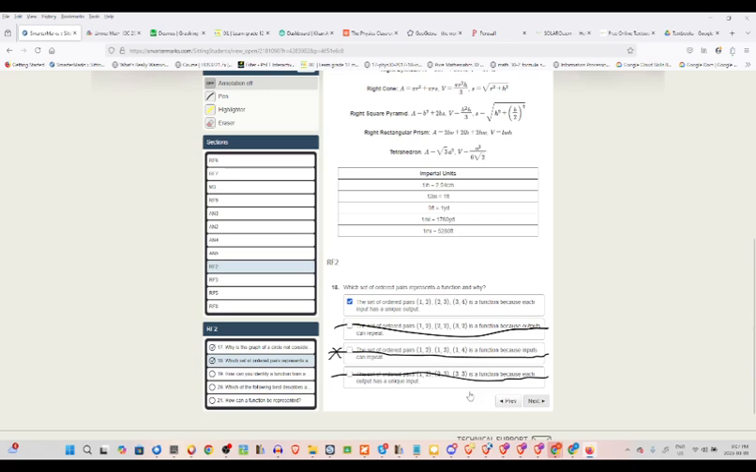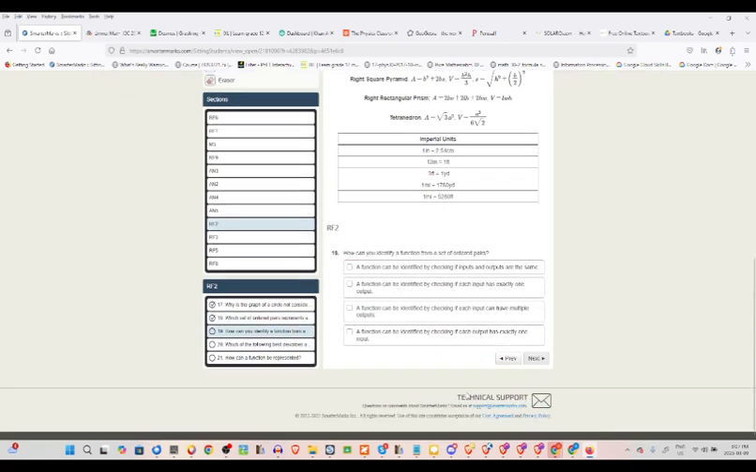So, waiting for number 19 to load. Here we go. How can you identify a function from a set of ordered pairs? So we check if the inputs and outputs are the same. Outputs don't matter. Each input has exactly one output. That's the definition of a function. Each input can have multiple outputs. That's not a function. It doesn't identify it. It actually eliminates it. And it can be identified if each output is exactly one input. That's backwards too.